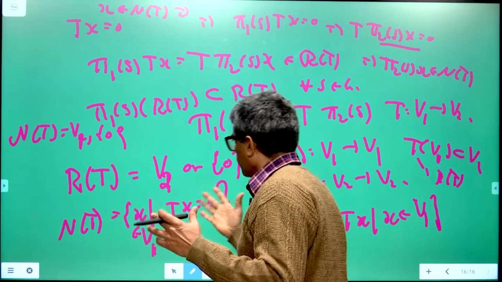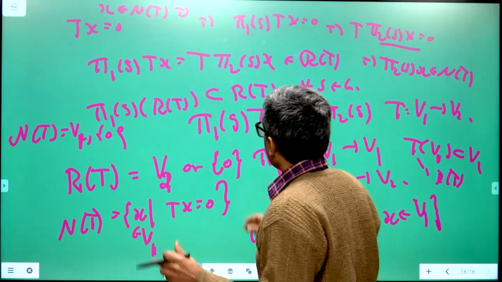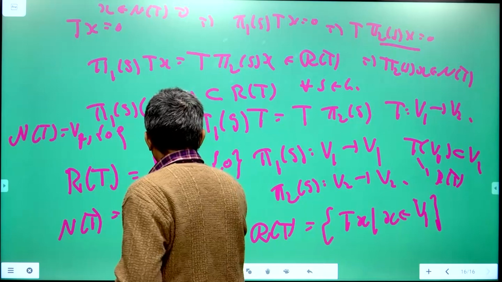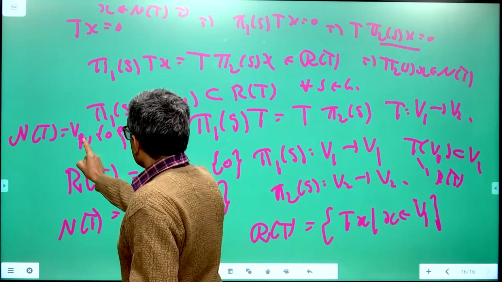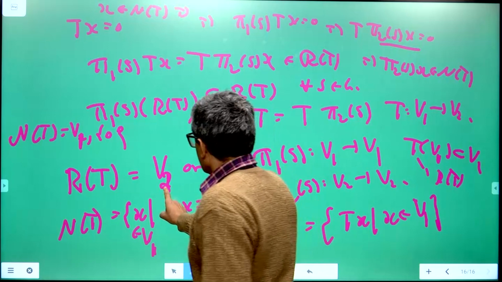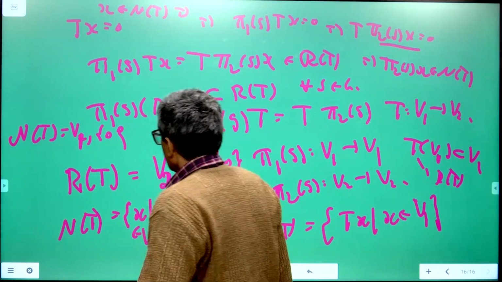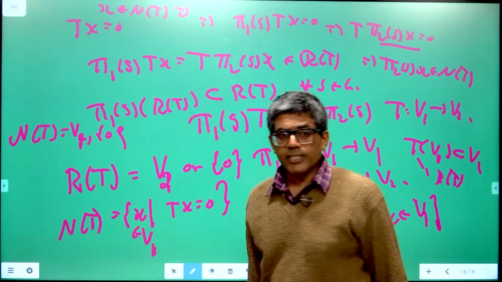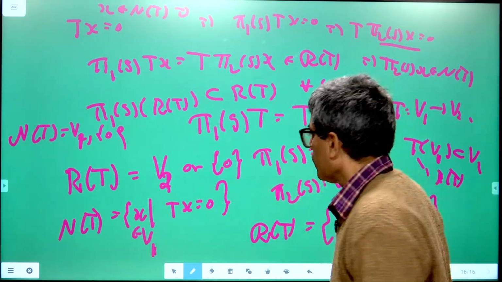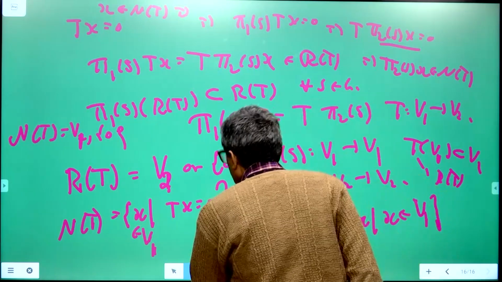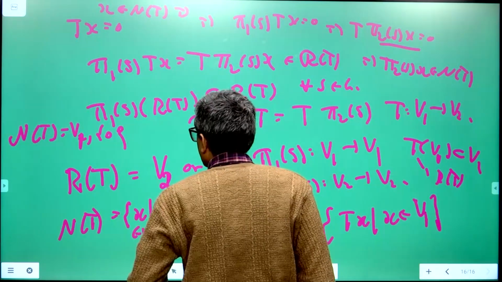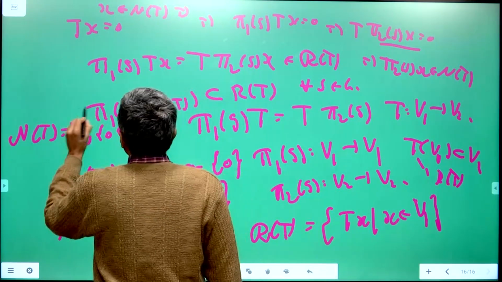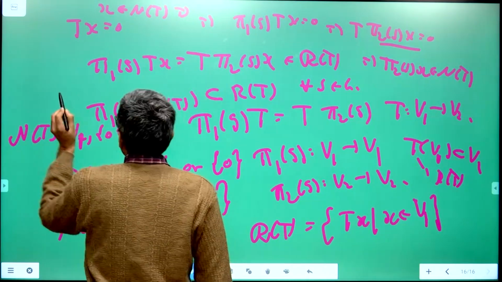So we have two conclusions when you use the fact that pi 1 and pi 2 are two irreducible representations. Either range of T is V2 or 0, and null space of T is V1 or 0. So if range space of T is V2 and null space of T is 0, then it will imply that T is a bijective transformation, that is, it is 1 to 1 and onto. Which will imply that pi 1 and pi 2 are equivalent, but you are not assuming that.